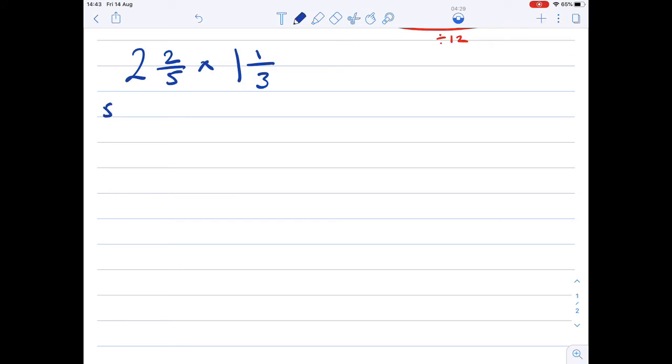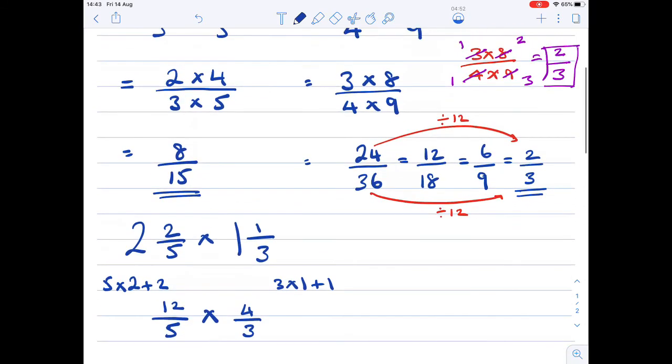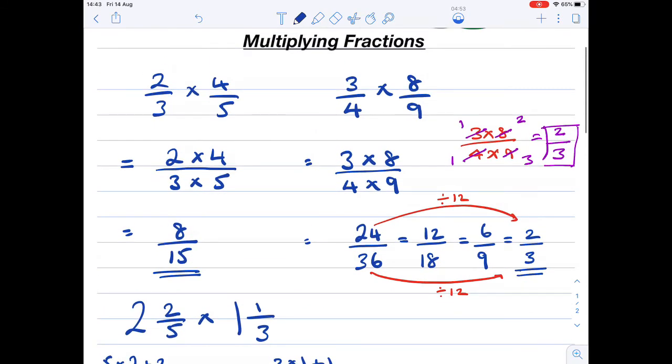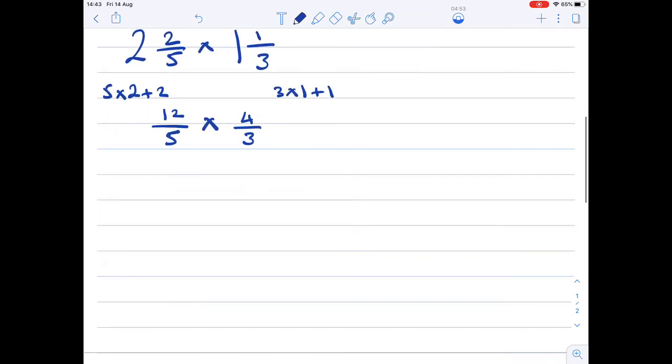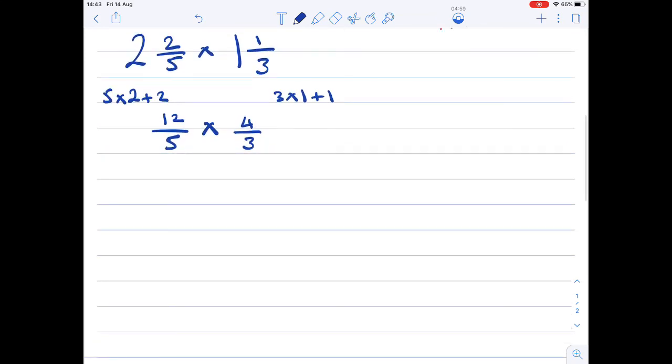So you start with the denominator, multiply that by the whole value, add the numerator. So 5 times 2 is 10, plus 2 is 12. That's going to be 12/5. Then for the other, 3 times 1 is 3, add 1 is 4, so that's going to be 4/3. Now that just looks like one of these questions that we've done earlier. So it's just a simple case of multiplying across.